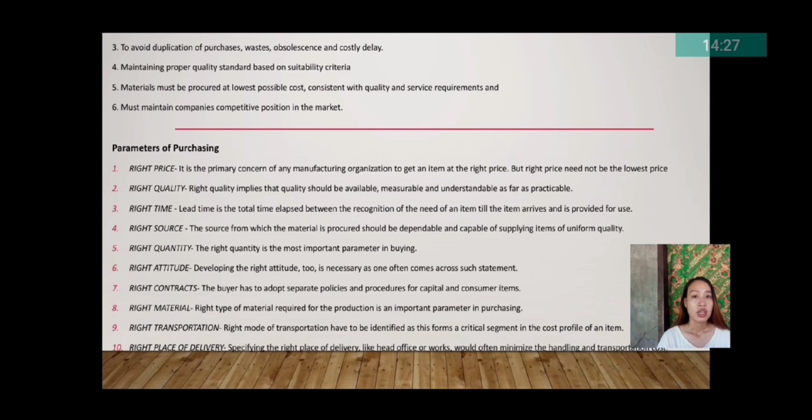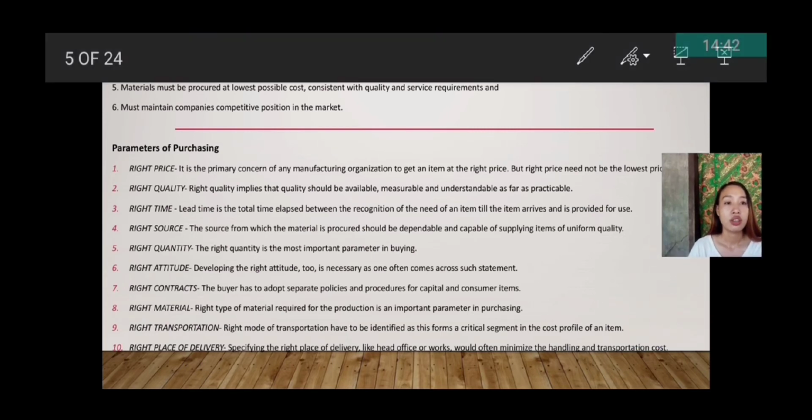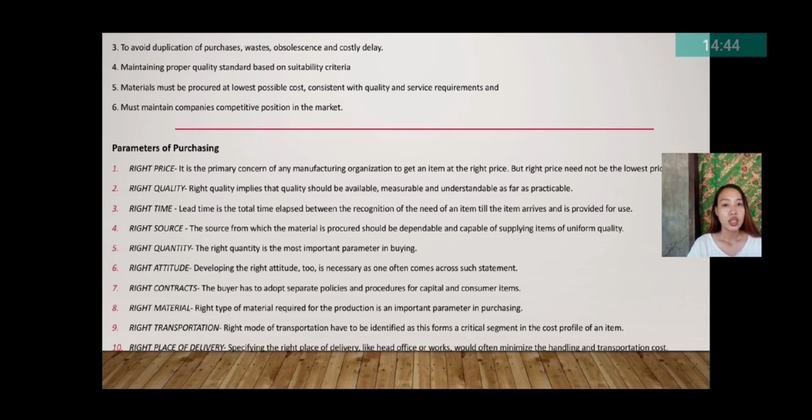Right place of delivery. Specifying the right place of delivery, like the head office, would often minimize handling and transportation cost. So, you need the exact location, the right place, for the proper delivery of the products, like offices and etc.